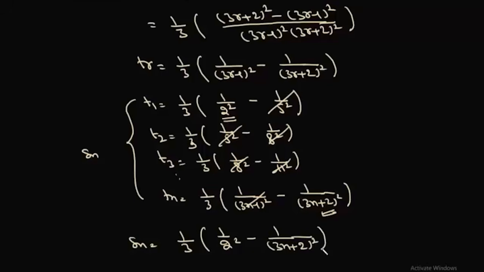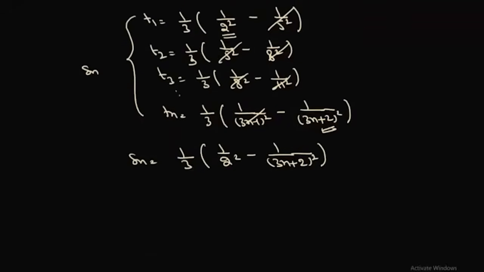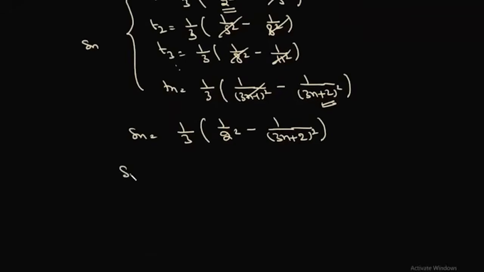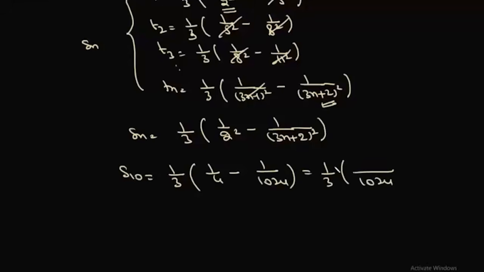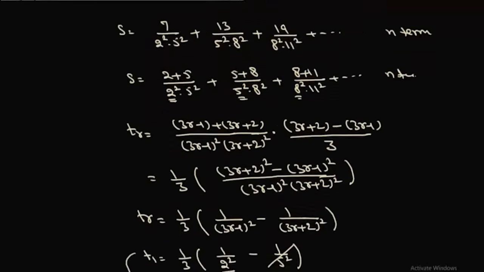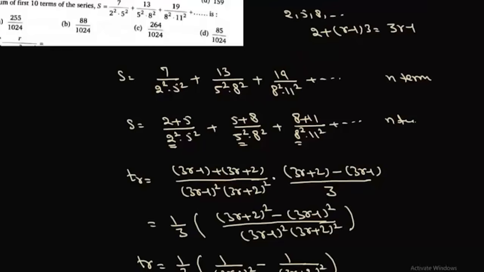Now in this question, what they have asked for is the sum of n terms, so we'll put n as 10. So it will be 1 by 3, and this is 1 by 4 minus 1 upon (30+2) square, 32 square, which is 1024. Now this is 1 by 3, and the denominator will be 1024, and here will be 256 minus 1, 255. If we divide it by 3, there will be 85 upon 1024. So the answer to this question is 85 upon 1024, which is your option B.